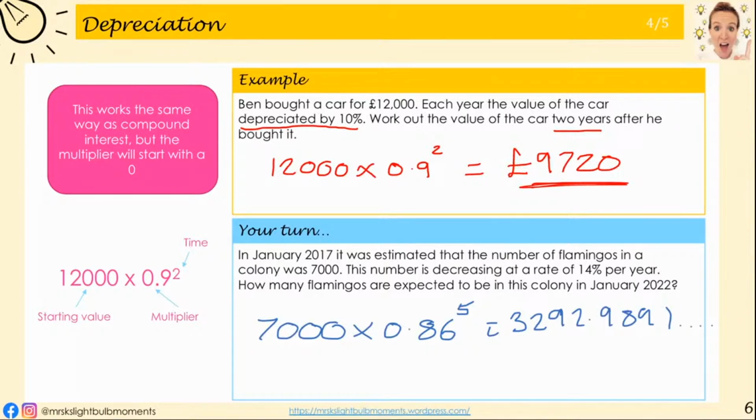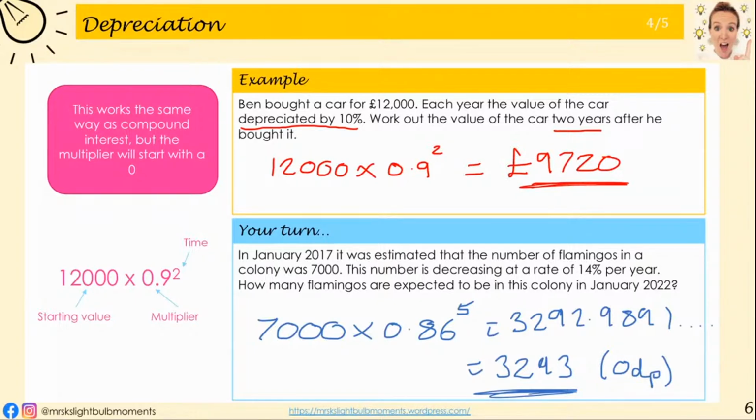Now think about what a sensible degree of accuracy would be for this question. It said, how many flamingos are expected to be in this colony? We wouldn't expect to see 0.9 of a flamingo, so we're going to round this to the nearest whole number. So in this case, it rounds up to 3,293. But again, always write down what you've rounded to. So in this case, that's 0 decimal places, 0 dp. Okay, hopefully we got that one.